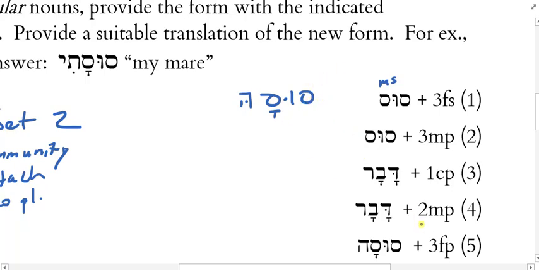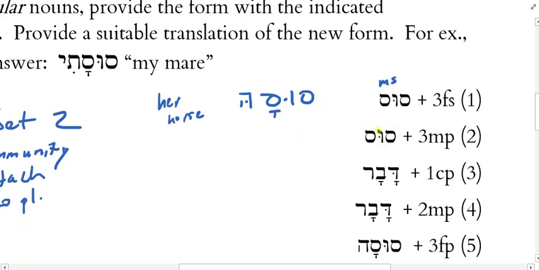That makes this different from this word susa with a hey that has no mappiq in it, right? Susa this way is what? A mare. Susa is her male horse, right? Her male horse. So susa. All right. Any questions about how we did that?